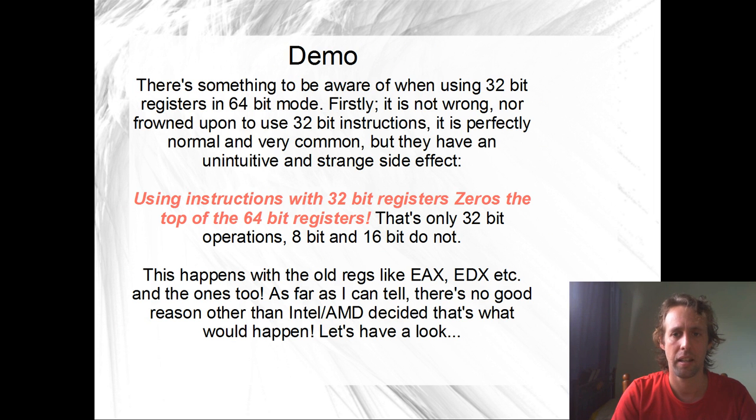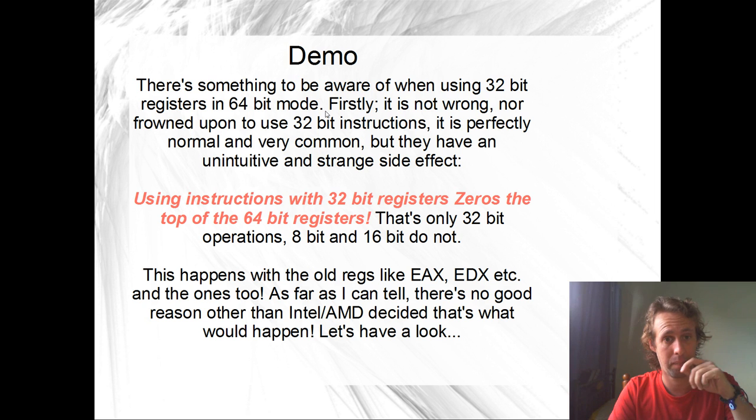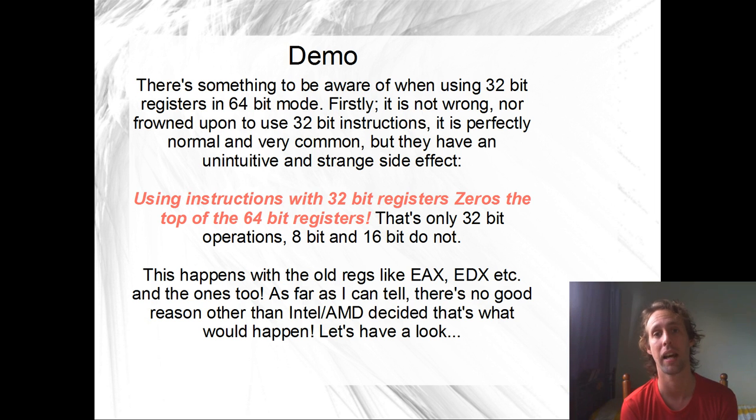Okay, so that's the register set as it stands today, the general purpose register set. Now, there is something to be aware of, and I'll demo this in just a second. When you use the 32-bit versions of the registers, say EAX, any instruction that uses EAX, pretty much, zeros the top 32 bits of the 64-bit register. That's really unusual, and I can't think of any good reason why it does that, but that's just what happens, so you do have to be aware of that.